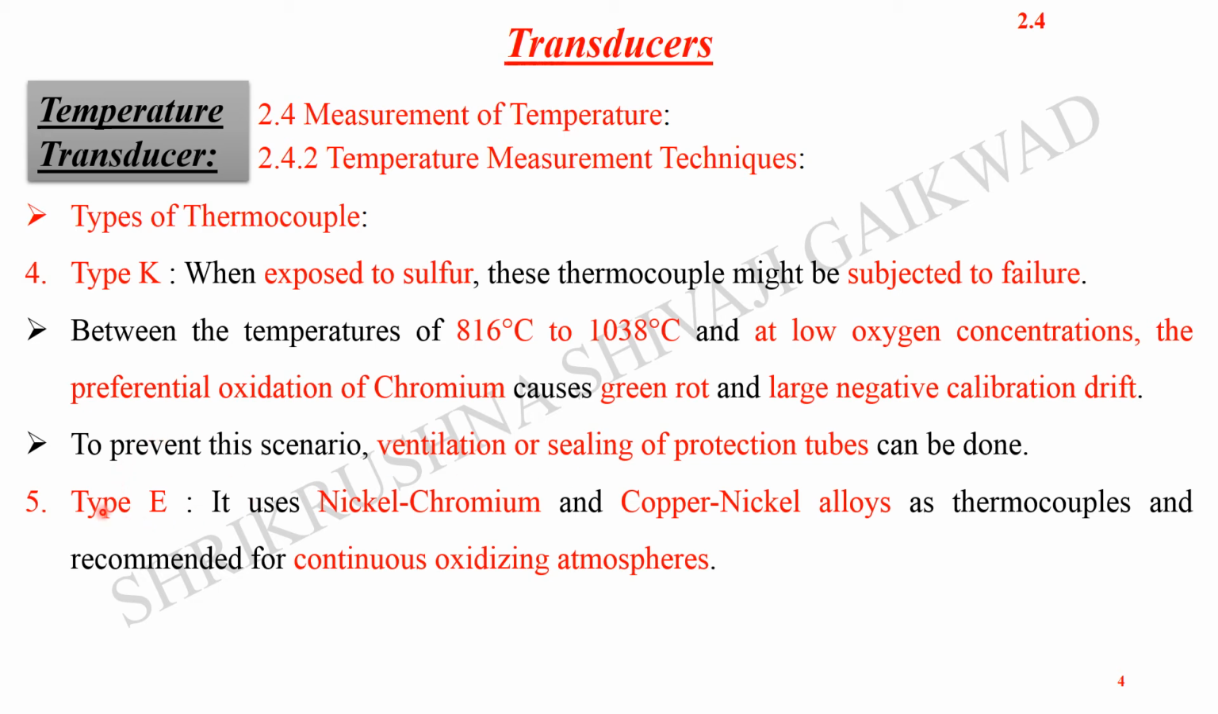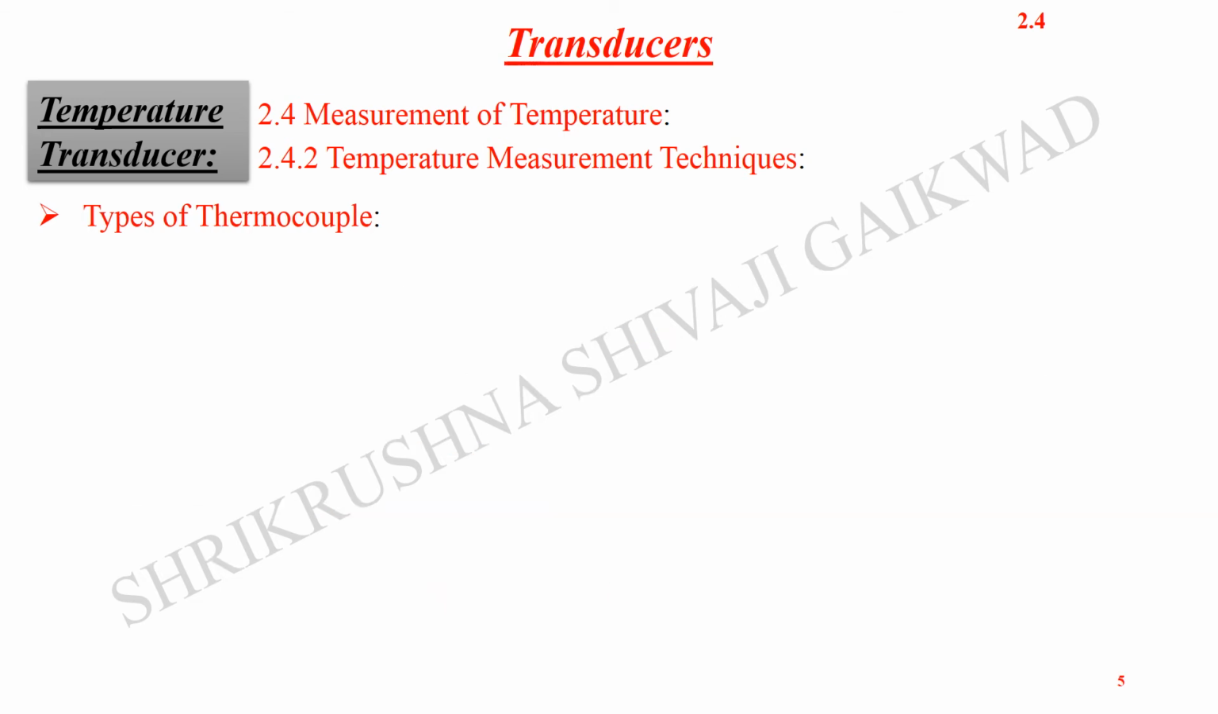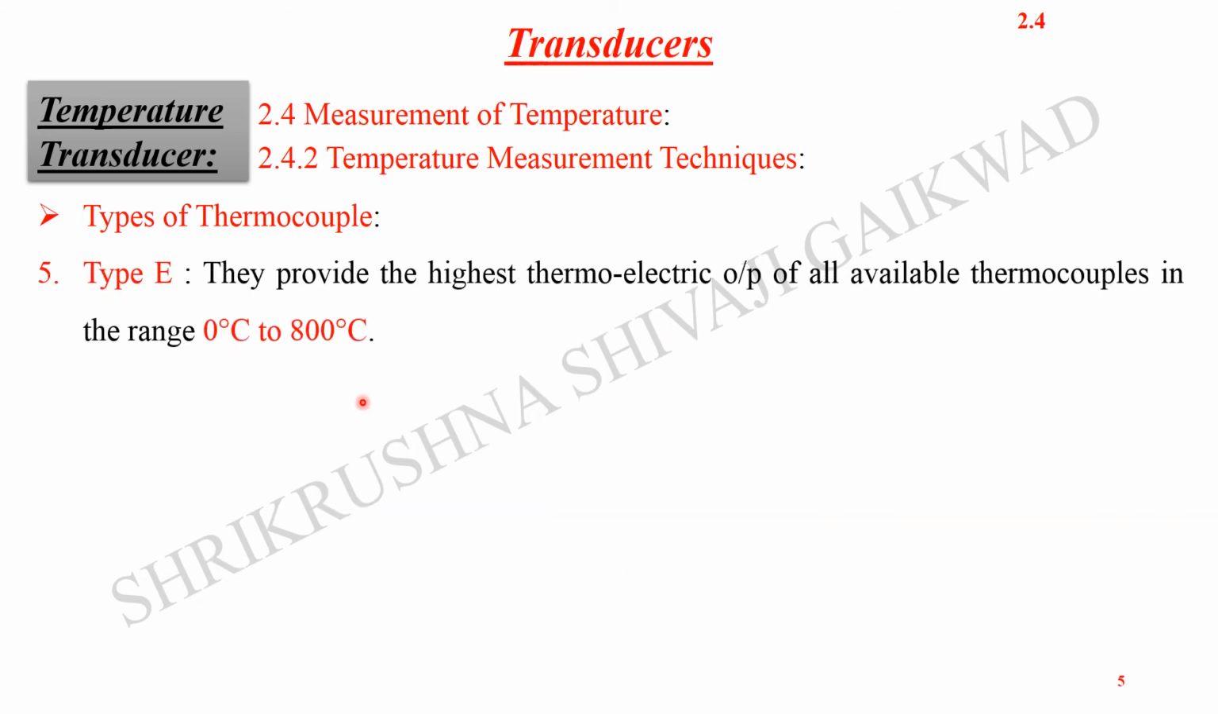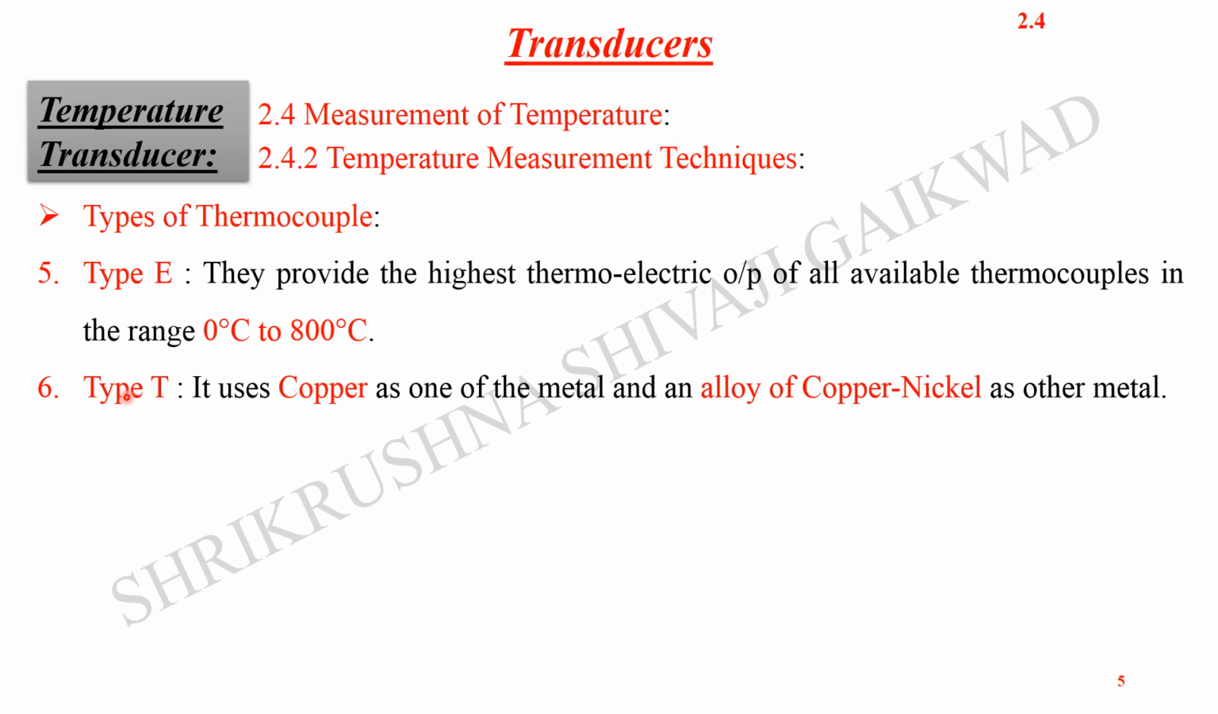Now the next type is the type E, which uses nickel chromium and copper nickel alloys as the thermocouples, and is recommended for continuous oxidizing atmospheres. They provide the highest thermoelectric output of all available thermocouples in the range of 0 to 800 degrees Celsius.